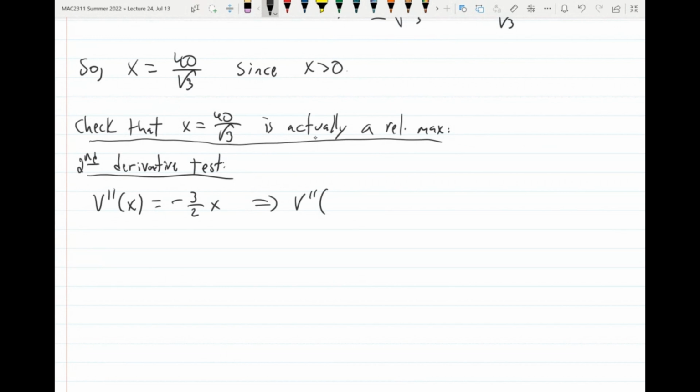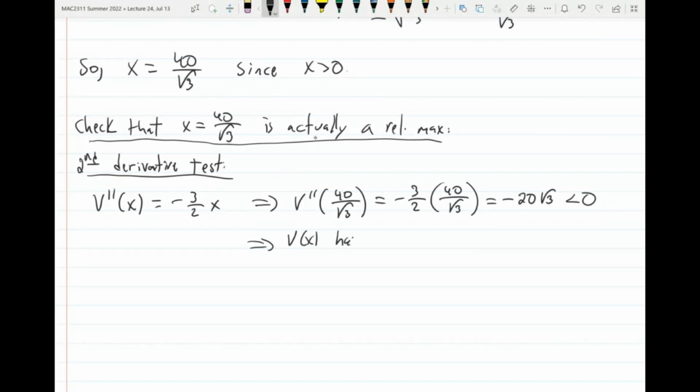So then second derivative, evaluated at 40 over square root of 3. That's going to be negative 3/2 times 40 over square root of 3. So that's negative 20 square root of 3. The point is that this is a negative number. So what does that mean? What do we have at that point? A maximum. We have a maximum. So V of x has a relative maximum at x equals 40 over square root of 3.